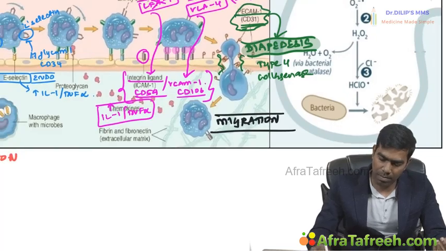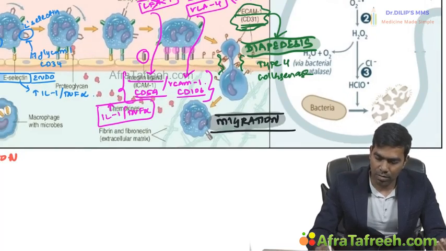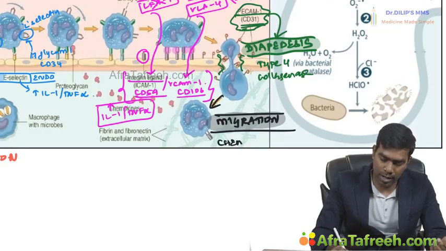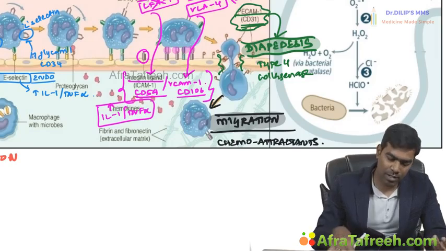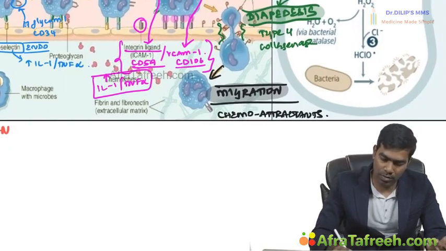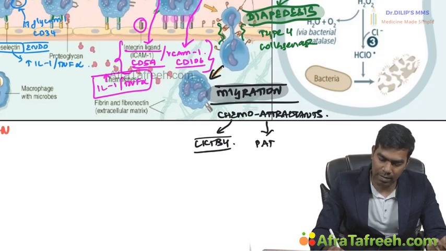Apart from that, you have other events where you have something called migration. For the migration process, you need a lot of other molecules. For example, very important are the chemoattractants. A lot of chemoattractants are known for producing the migration of the neutrophil. So what are the chemoattractants? For example, you have leukotriene, especially leukotriene B4. Then you have platelet activating factor.